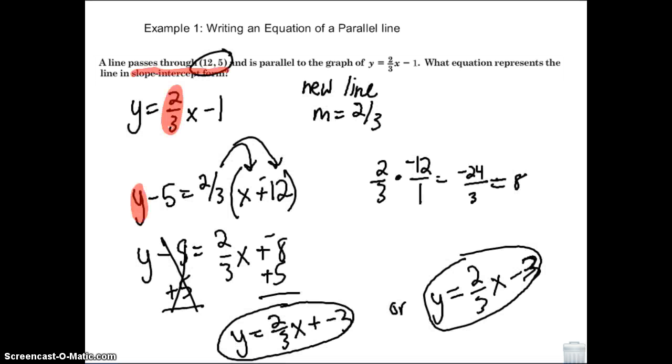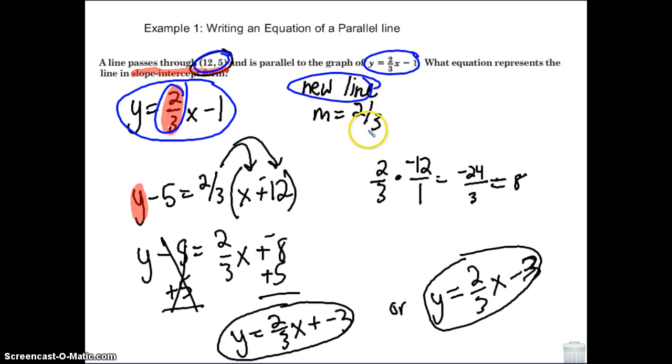Alright, so let me walk you through how I did this one. So we need to write an equation that is parallel to y equals 2/3 x minus 1, and it also goes through (12, 5). And our equation has to be in slope-intercept form. So what I did was I wrote the original equation, and I found the slope, which is 2/3. So that means my new line has to have a slope of 2/3. So I have a slope, and I have the point (12, 5).